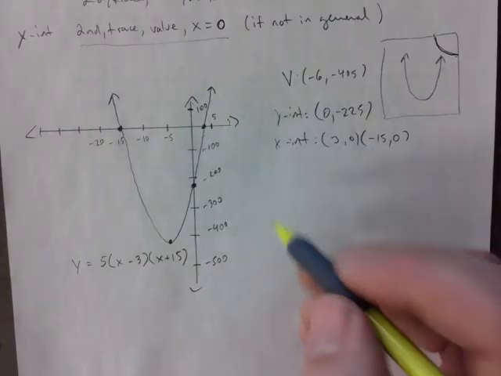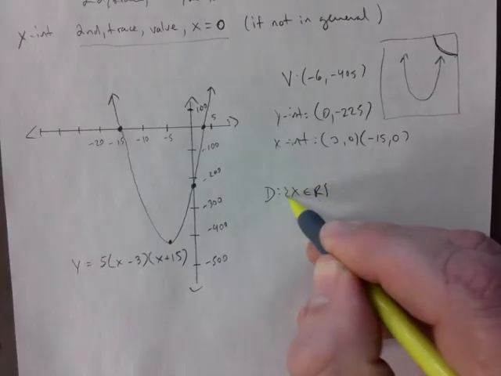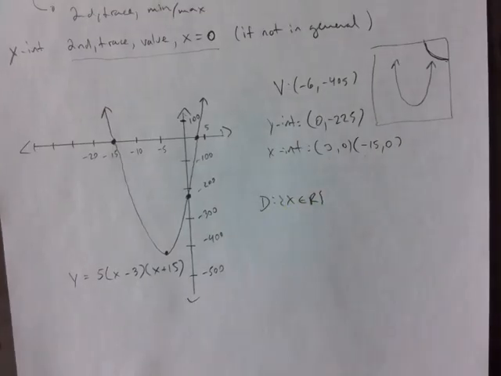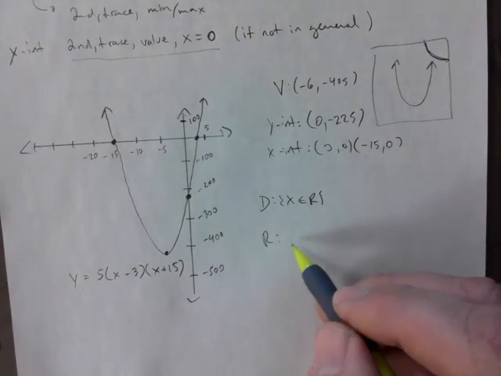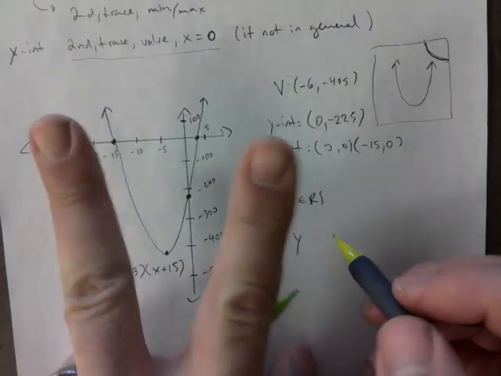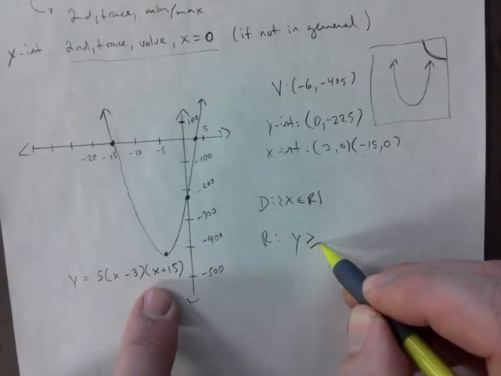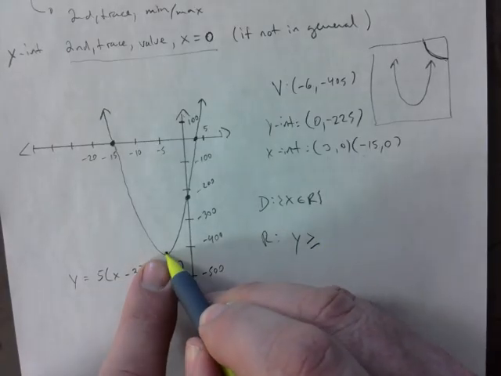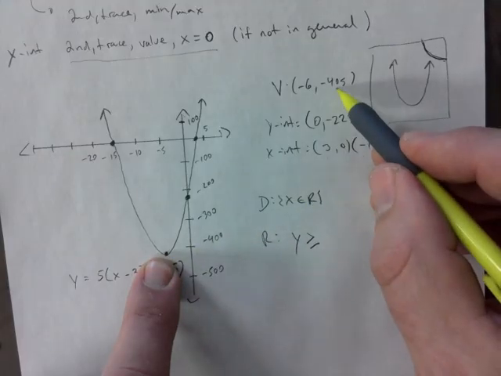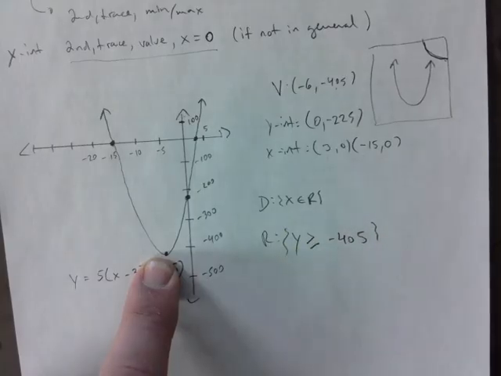What's the domain here? You can close your eyes and just do this, right? It's all real numbers. What about the range? It's y, it's pointing up, right? So y is going to be greater than or equal to whatever the y value of the vertex is, which is negative 405. Okay, that's how you do the domain and range.